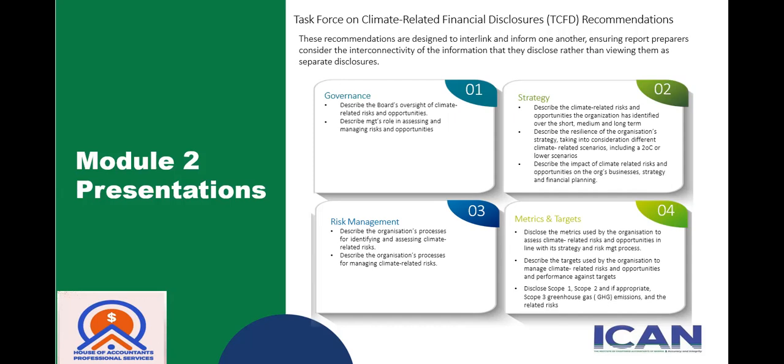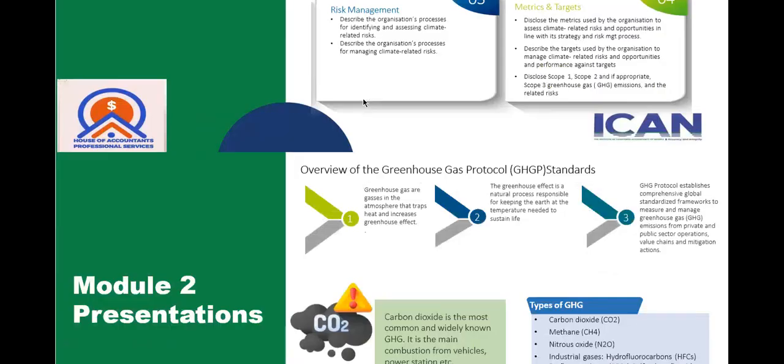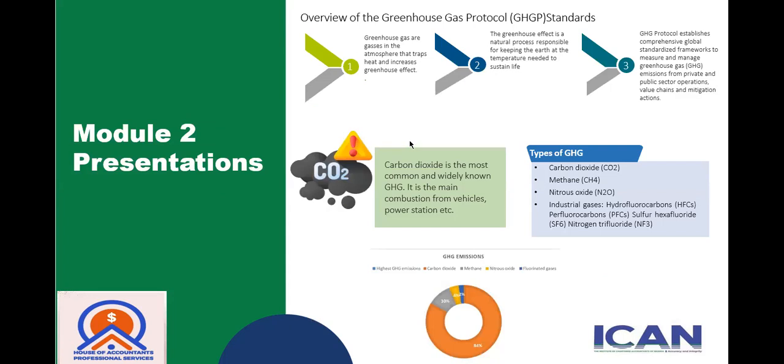And the last one, which is the metrics and targets: disclose the metrics used by the organization to assess climate-related risk and opportunity in line with its strategy and risk management process. The next one is to describe targets used by the organization. And the third one is to disclose Scope 1, Scope 2, and Scope 3. I'm going to be explaining what that Scope 1, Scope 2, and Scope 3 is all about. Don't worry, we are here to get to the standard aspects, and I may not be dwelling so much on this. This one may not be interesting to the accountants, but these aspects, you will need them to explain to your board of directors so that they will actually know what you are driving at.